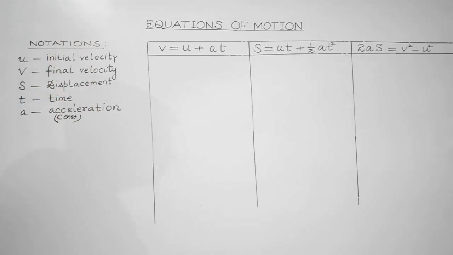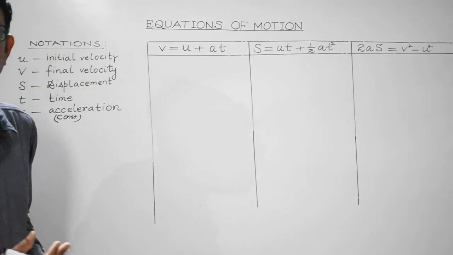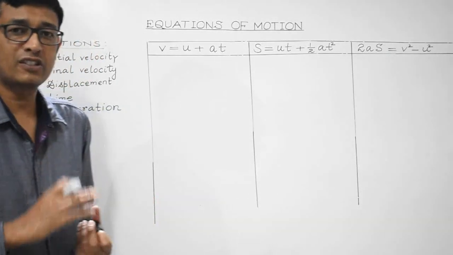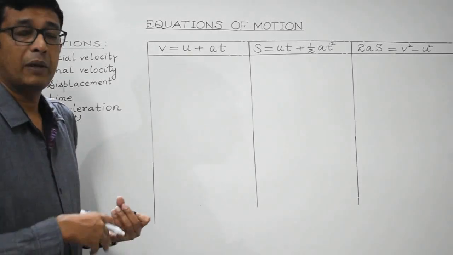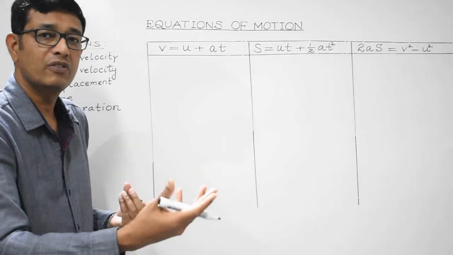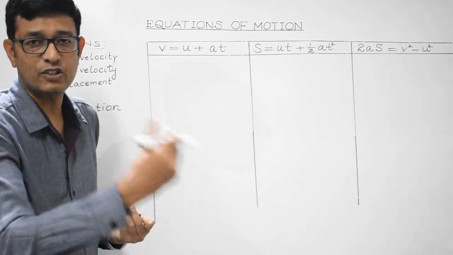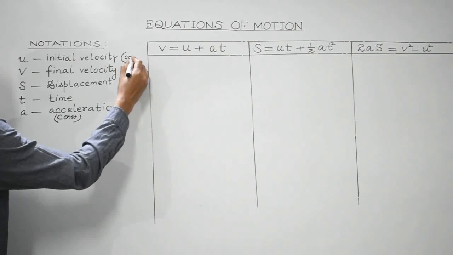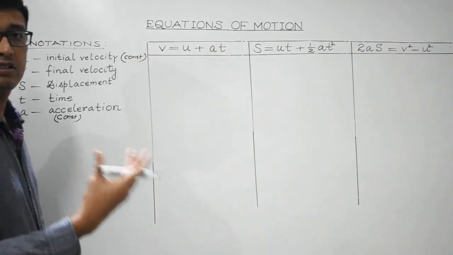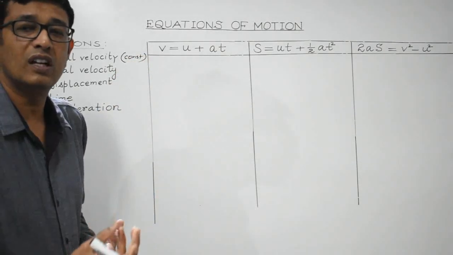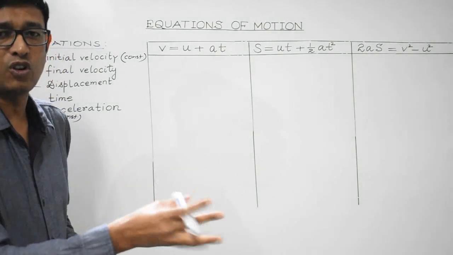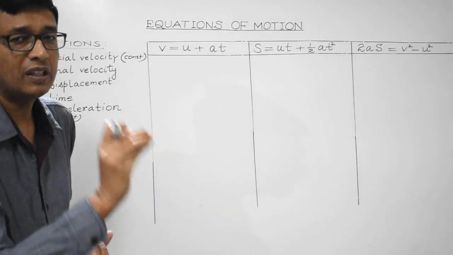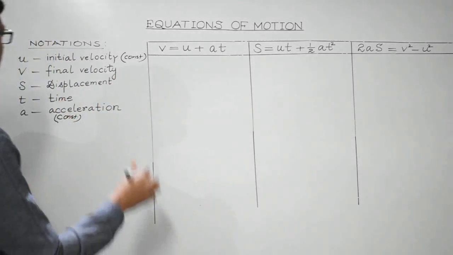So let's see which of these quantities are constant and which of them are variable. Constant means whose value will remain fixed even with the passage of time. Variable means whose value will keep on changing with the elapse of time, right? Initial velocity will remain the same. Initially, whatever velocity the body possesses, that is known as its initial velocity. So it will remain constant. At a given instant of time, the initial velocity of the body would be remaining the same.